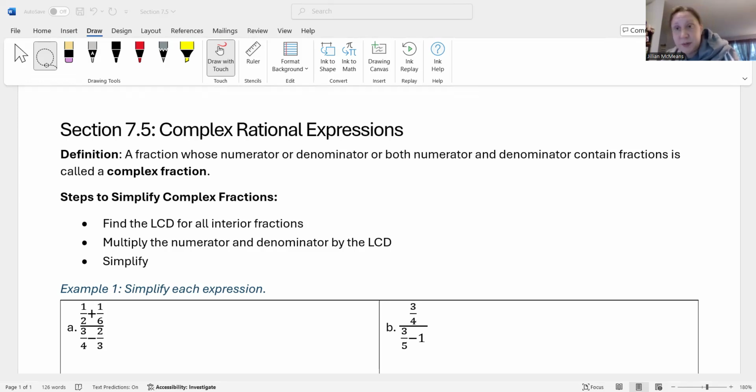And two, we're not going to spend a ton of time on complex rational expressions. I want to introduce the idea to you, but we're not going to do much more than that. Okay? So before we get started, we're going to look at just plain old fractions. Like we have for just about every other topic, we're going to start with fractions.